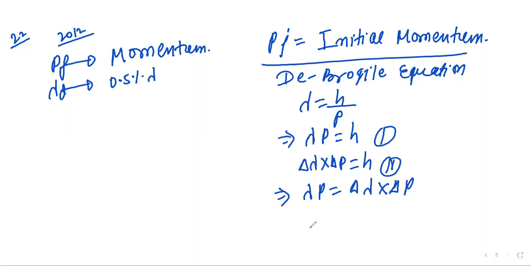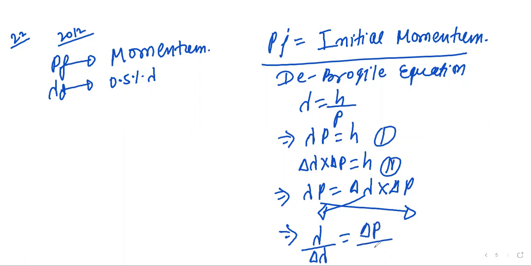Then take this p in the denominator and this lambda on this side. What will the equation be? Lambda by delta lambda, the wavelength by the changing wavelength, equals delta p upon p. This will be the equation. Are you getting it? Yes, sir. Okay.